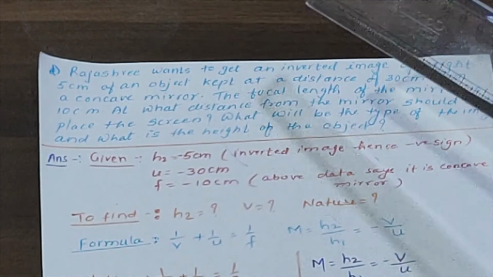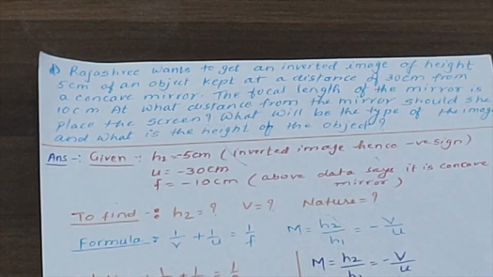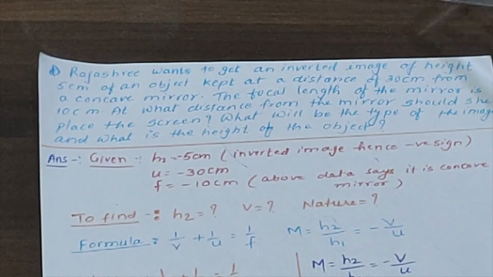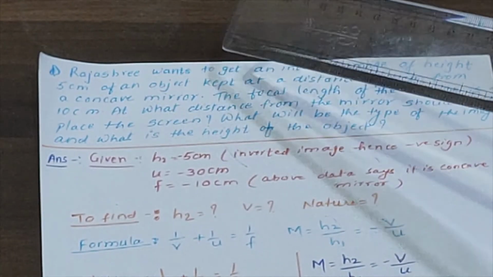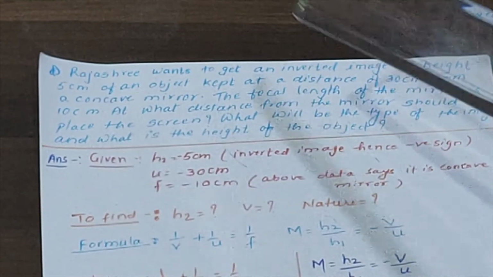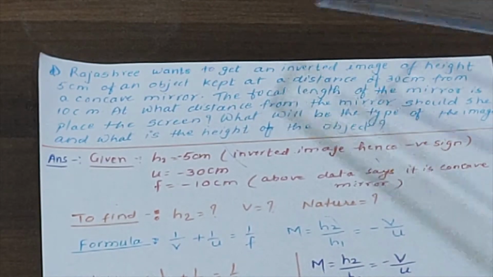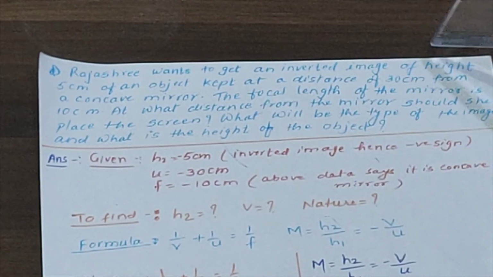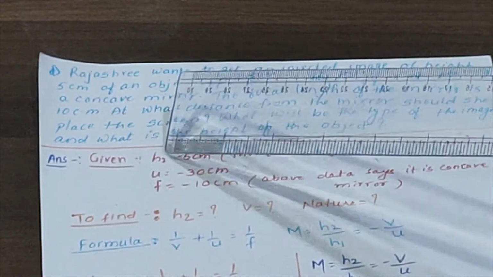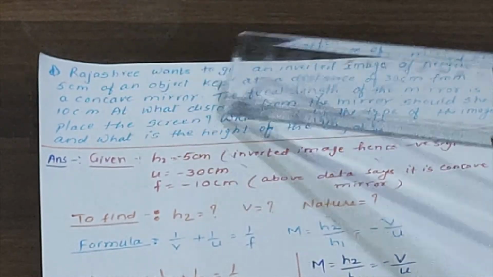Okay, if you have not understood the sum, you reread it. And I always advise you that if you want to do the numericals, you have to reread the sum till you understand the data. Okay, Rajshri wants to get an inverted image, of height 5 centimeter of an object kept at a distance of. So here I have been given height as 5 centimeter of an object. So she wanted to get the inverted image of height. So inverted image means I have been given the height of the image, which is minus 5 centimeter.